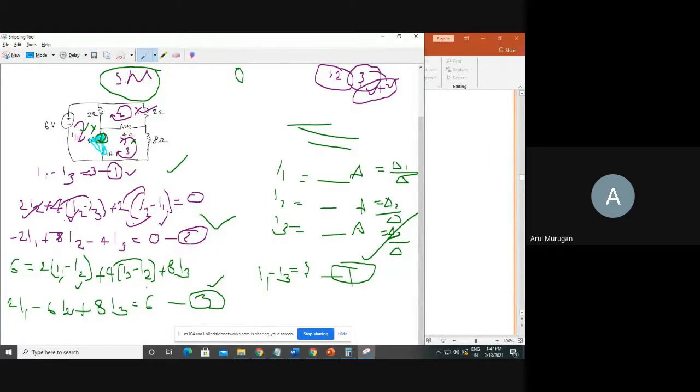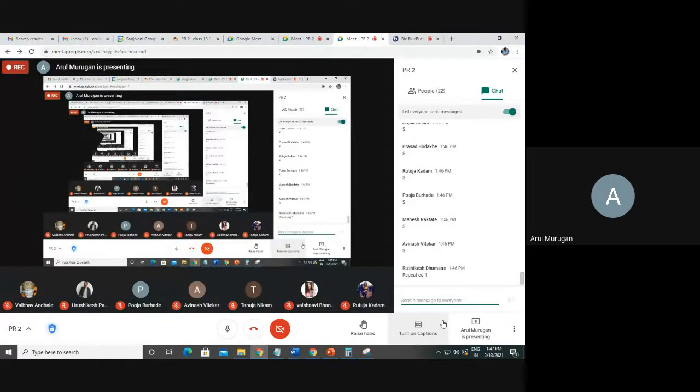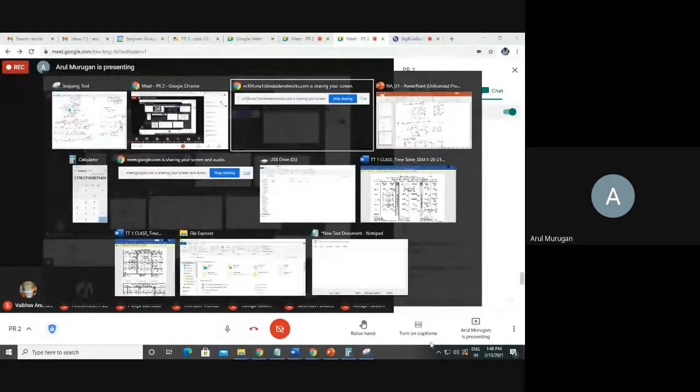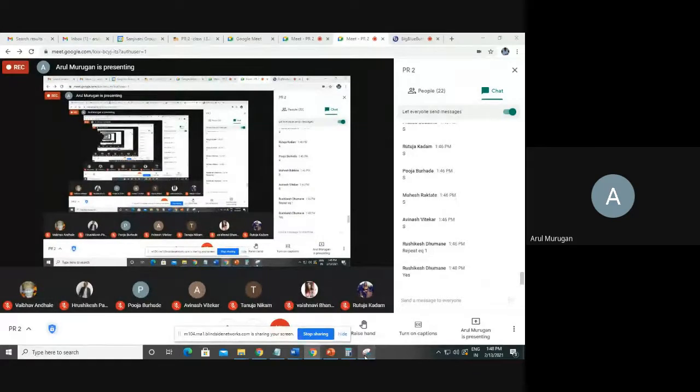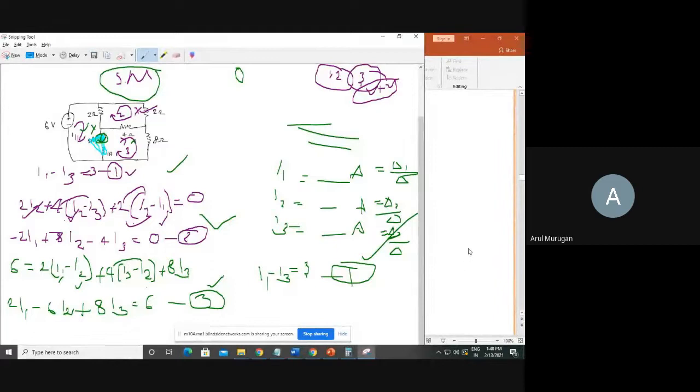So who is the same direction? If you are clear, Tusikesh, are you clear about equation number 1? Yes, fine. Any doubt? No doubt. Okay, fine, good. So let's move to the next problem.